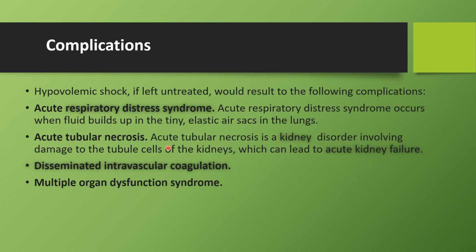Then acute tubular necrosis means the kidney tubules get necrosed. Necrosis means dead tissue. The kidney will not filter the fluid properly. It leads to acute kidney failure. Then disseminated intravascular coagulation and multiple organ dysfunction syndrome. So these are all complications of the hypovolemic condition. Clear?